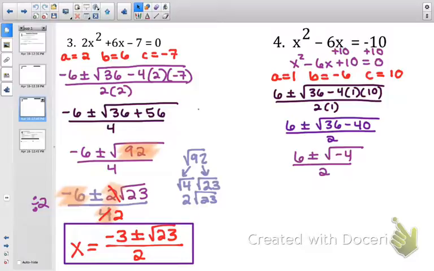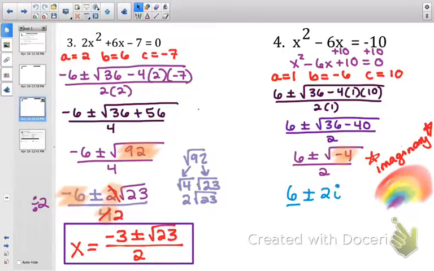Remember, we can now simplify the square roots of a negative. It's a complex, imaginary number, and there's my beautiful little rainbow because it's imaginary. And so we end up simplifying to get 6 plus or minus the square root of negative 4 over 2. Simplifying the square root of negative 4 is 2i.